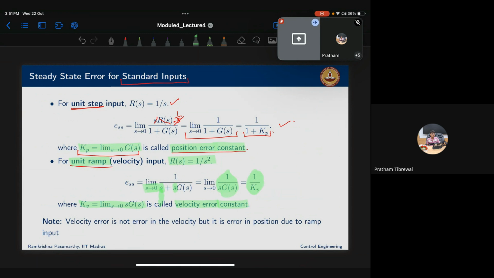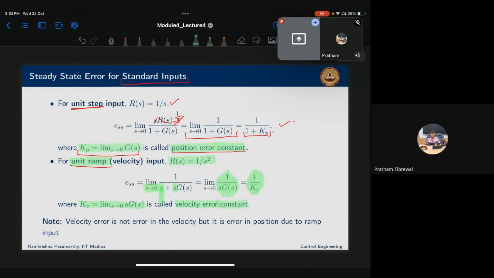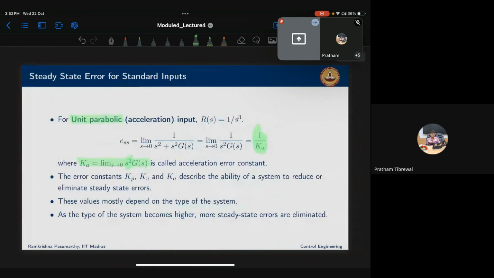Similarly, you can extend this for the parabolic input also. You will get 1 by Ka, where Ka is the limit of s square G of s. Here you see the difference: this is G of s, this is s G of s, this is s square G of s, which is called the acceleration error constant.